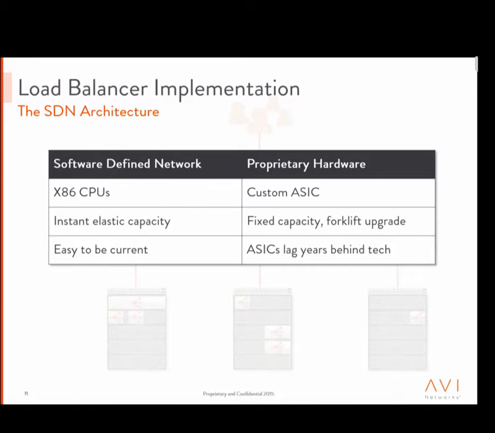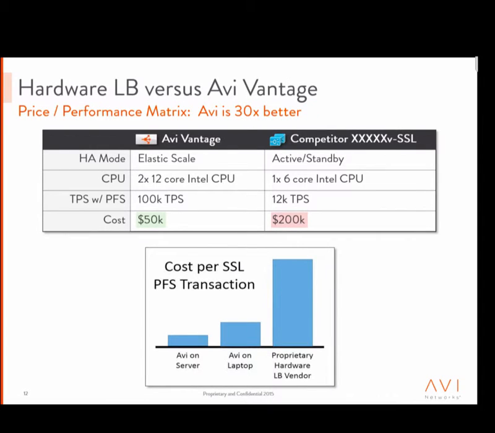And this is very much the architecture that Avi has leveraged. You'll see this is the same architecture that's used by the Googles, Facebooks, et cetera, of the world. For this very same reason, they can do things like scale out SSL. They can support perfect forward secrecy, and it works very well. So to give you an idea of what this looks like, here is Avi versus, in this case, the high-end SSL load balancing platform from one of our largest competitors.